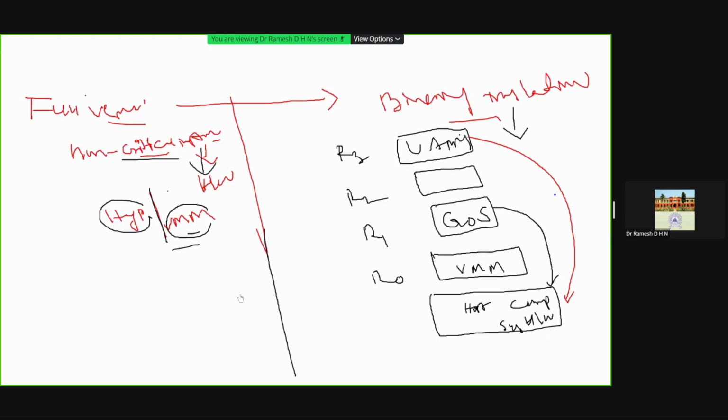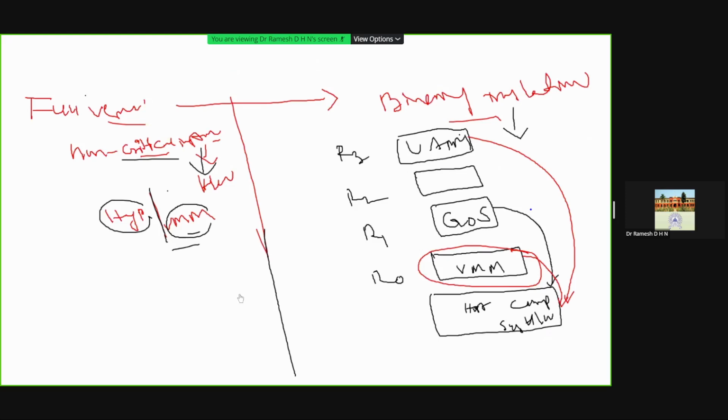Now, apart from this, we have a direct communication from the VMM to the host hardware as well. So what it means, like I just told you, is that if we install a VMM, then the critical instructions may cause an increase of overhead. So how are we going to change the modality?